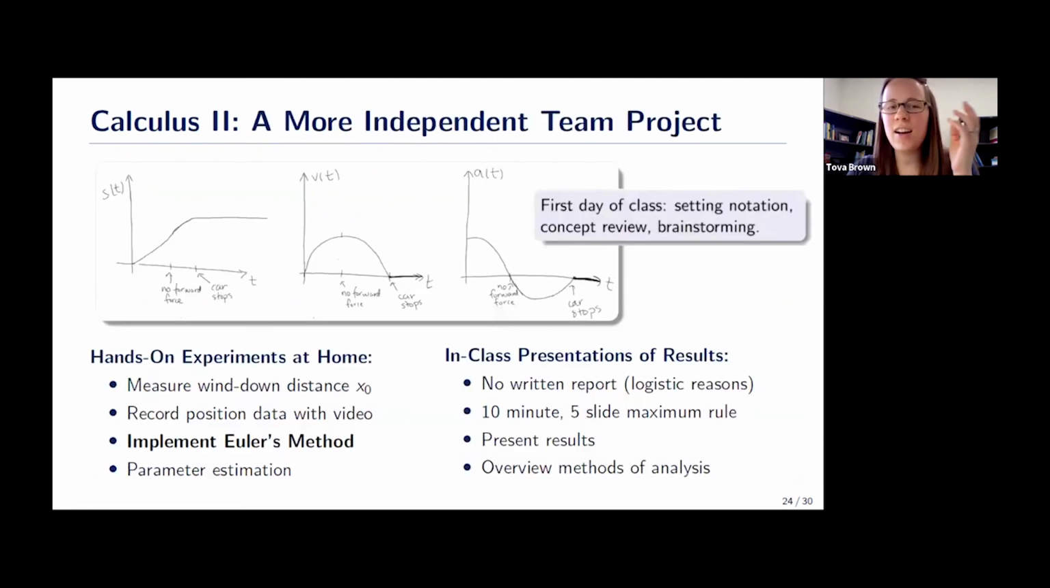In Calculus 2, I had given them some training in Euler's method, and so I required that they implement their own Euler's method. We started out with brainstorming and setting notation and thinking about what might possibly affect the motion of the car, and how the s, v, and a functions interact with each other. But then the calculus students did all the things that Calc 1 students did, and they also programmed their own spreadsheet.